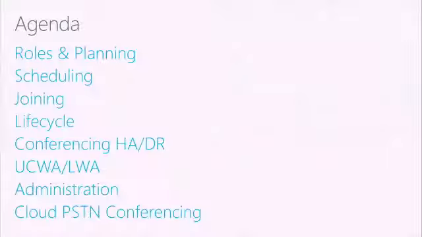Then we're going to dig a little bit more into the back end side of things and look at how we handle high availability and disaster recovery. A little bit about the web side of the house, UCWA and ELWA, so the web applications that we have, and a little bit around the administration side of things. Then we're going to wrap up with a quick little discussion of the Cloud PSTN conferencing offering that we have available through our Office 365 platform.